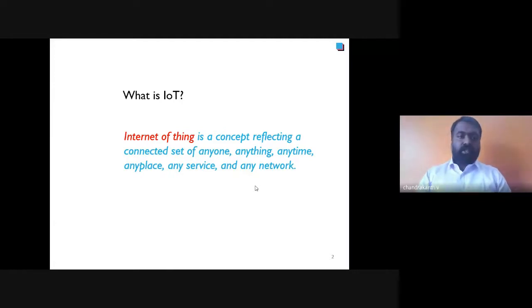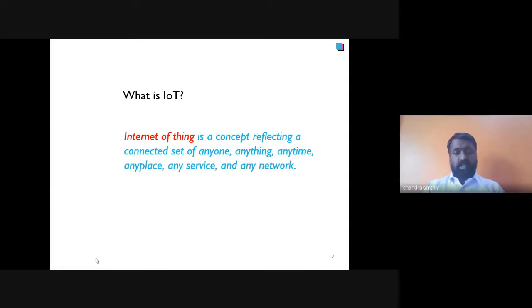So what is Internet of Things? It is something where all the devices are connected to a network. When this concept was formed, IoT only meant connecting almost all the devices over a single network so that each device could communicate with the others and share information, so that the data can be used for a greater cause. The definition stands like this: Internet of Things is a concept reflecting a connected set of anyone, anything, anytime, any place, any service, and any network.